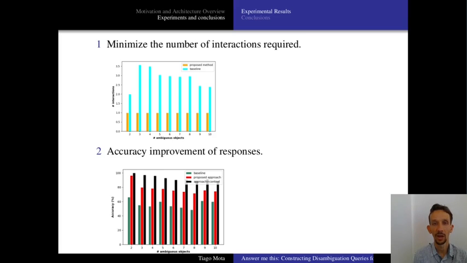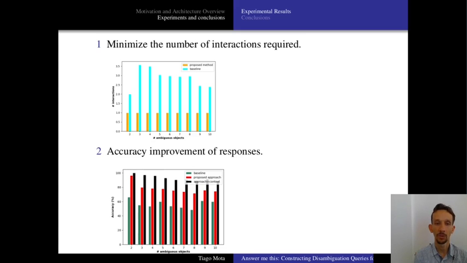In this slide, you have our experimental results. As a baseline, we randomly choose features to compose the disambiguation queries one by one. As we can see in the figure, our proposed method in yellow uses just one interaction for disambiguating, whereas the baseline in green needs 2 to 3.5 more interactions.